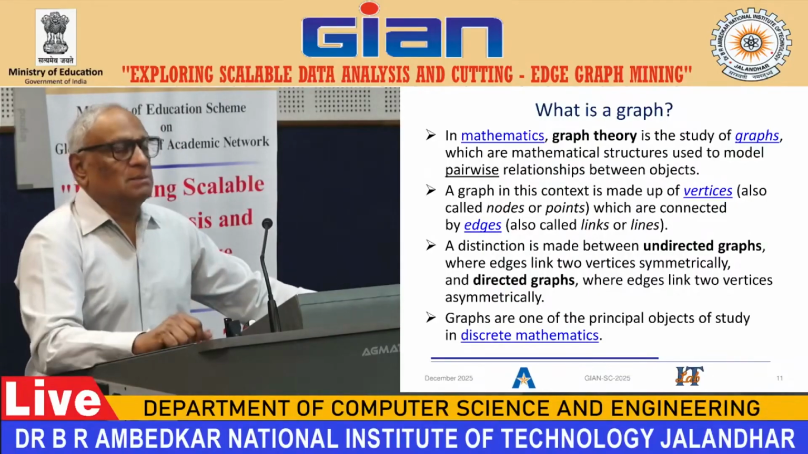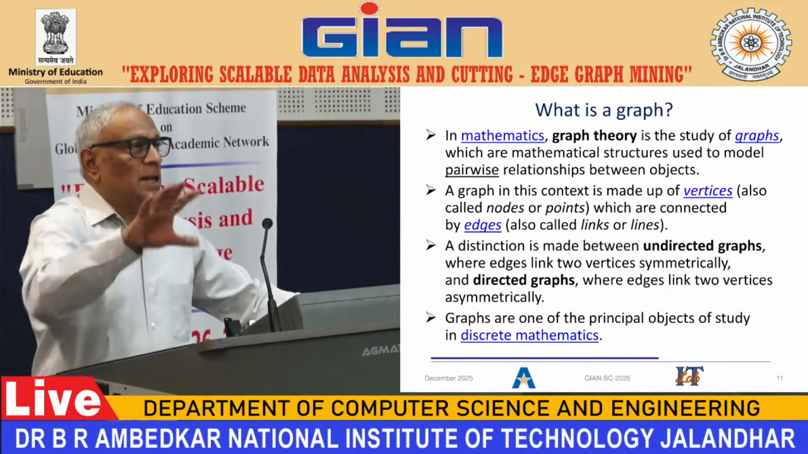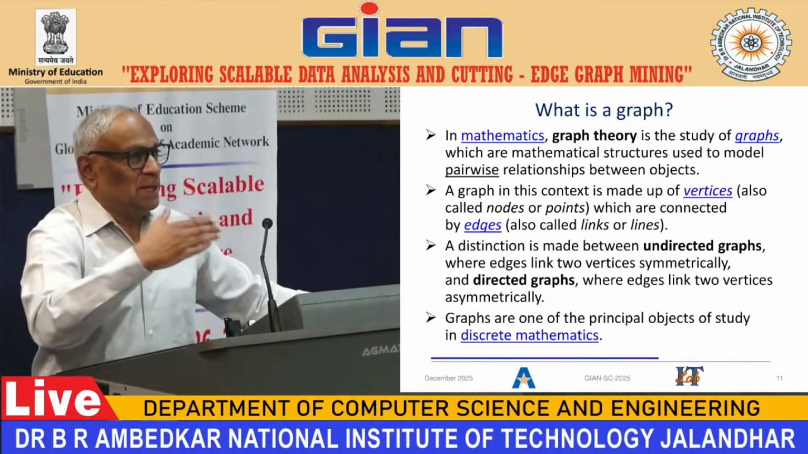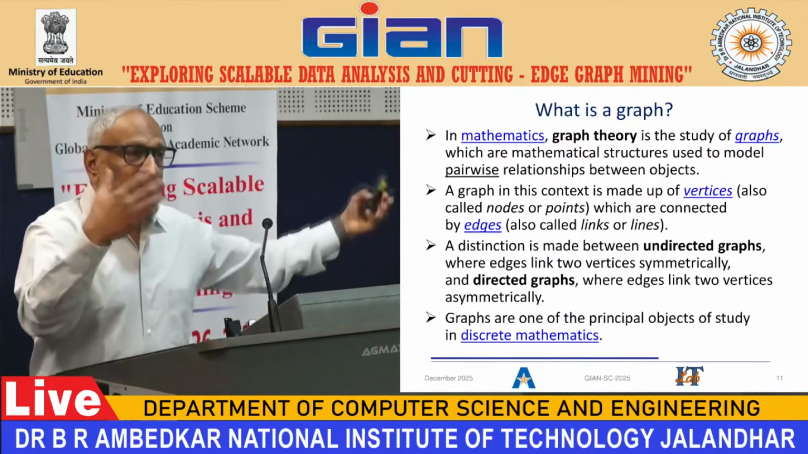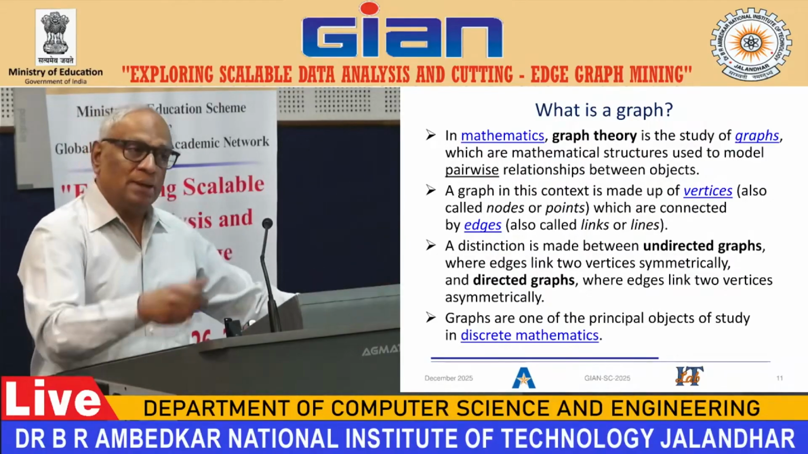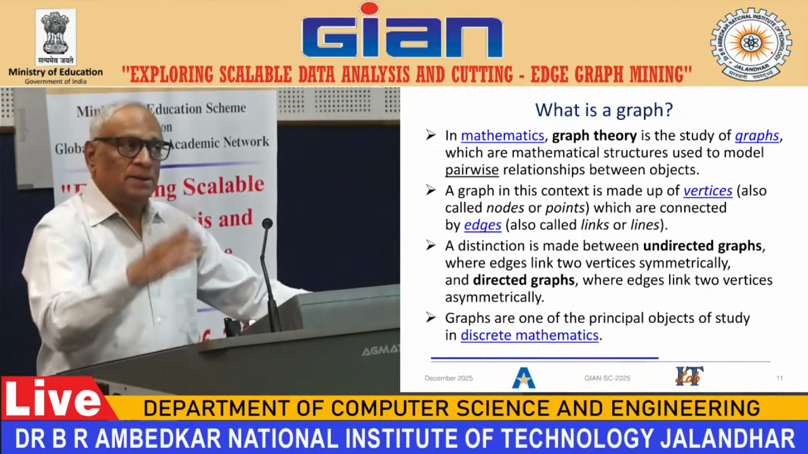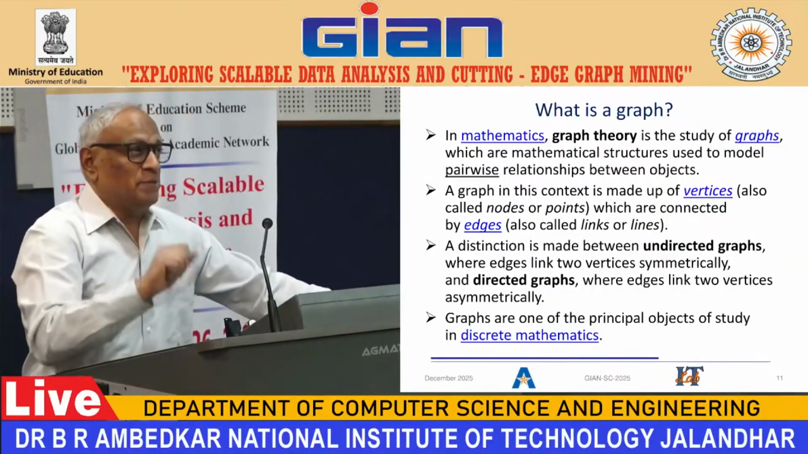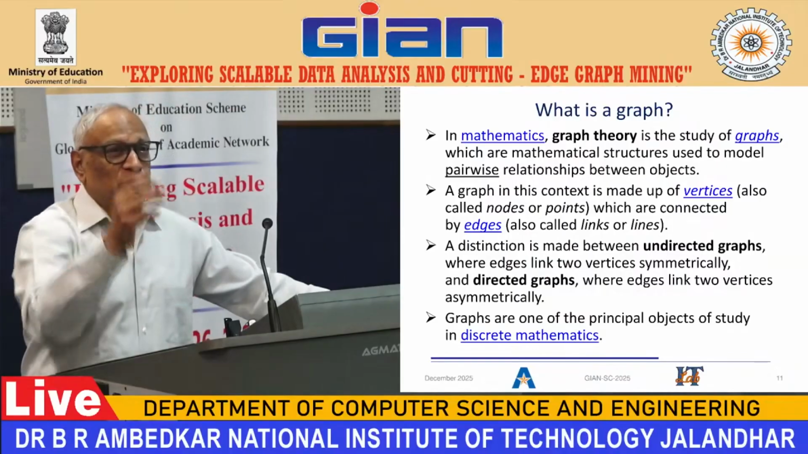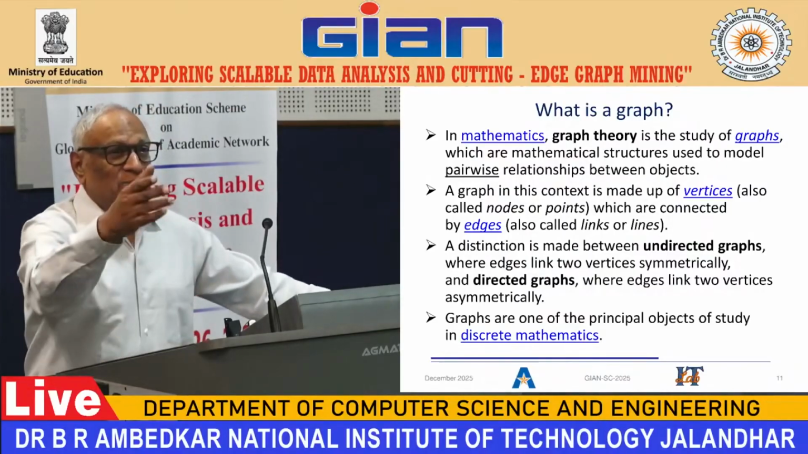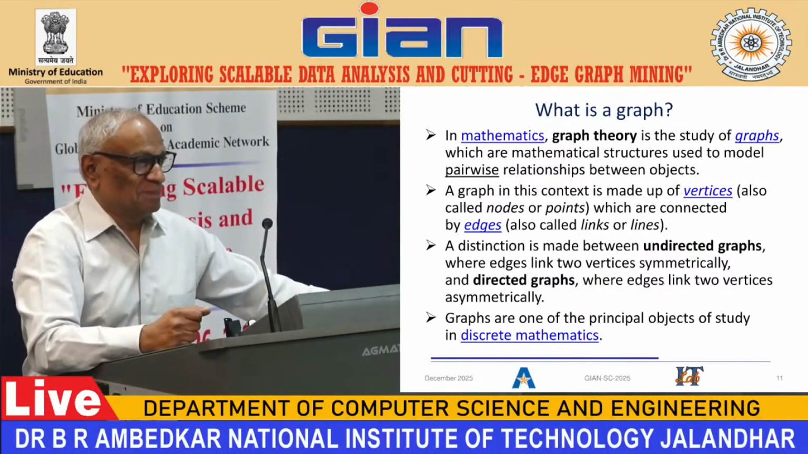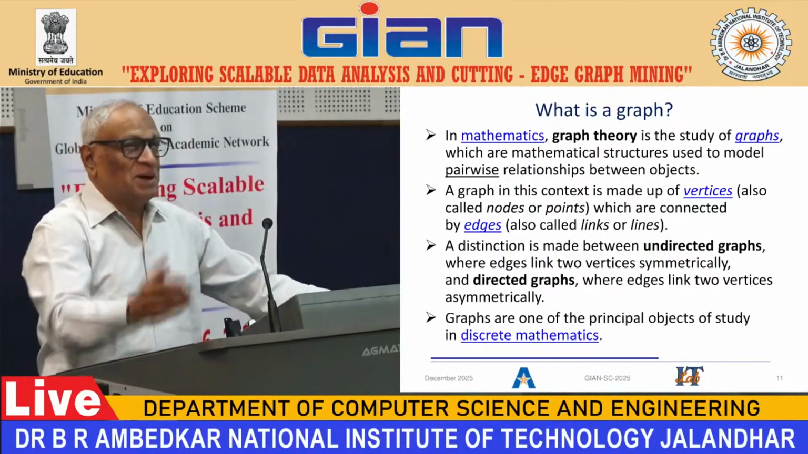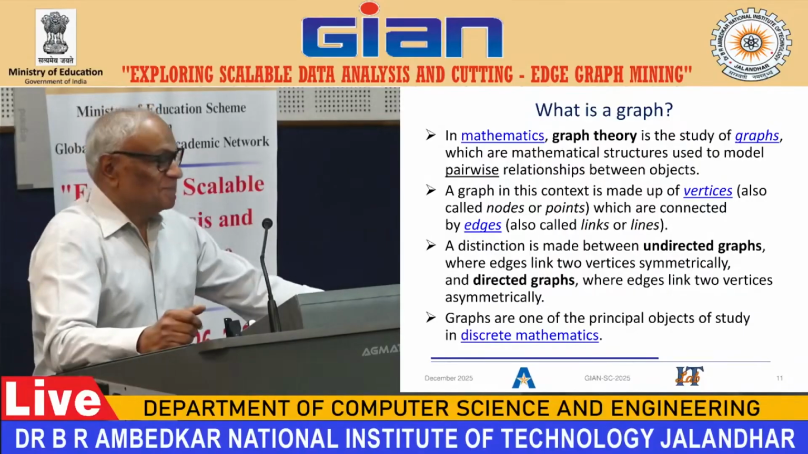So it is not that you will always have both edges. In many cases, the edges are one way, but in many cases, the edges can be both ways. In a friendship relation, if A is a friend of B, the assumption is B is also a friend of A. Otherwise, it will be a one-sided relationship. A likes B, but B doesn't like A. That happens a lot on Tinder, but in graphs, it's very different.